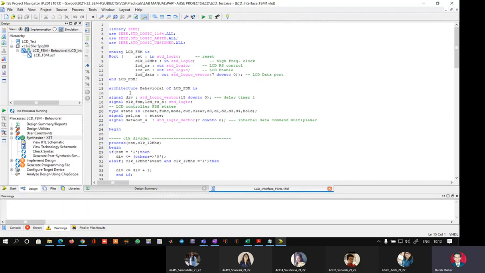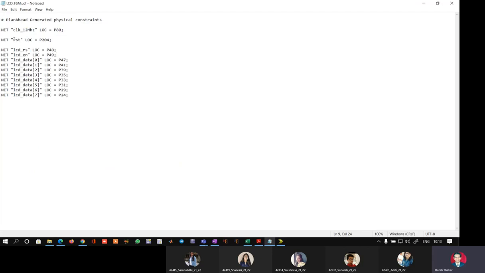Yeah, so students, we can see from line number 7 to line number 13, we have the entity declaration and we can see RST is defined as input, clock underscore 12 megahertz is defined as an input. And we can see in the UCF file also the RST signal is mapped to P204.